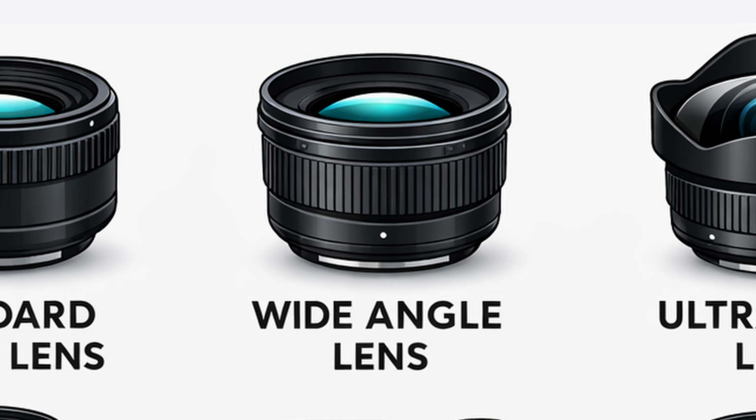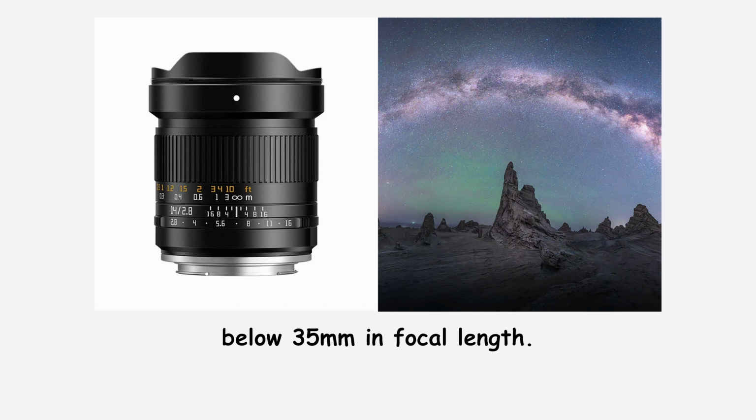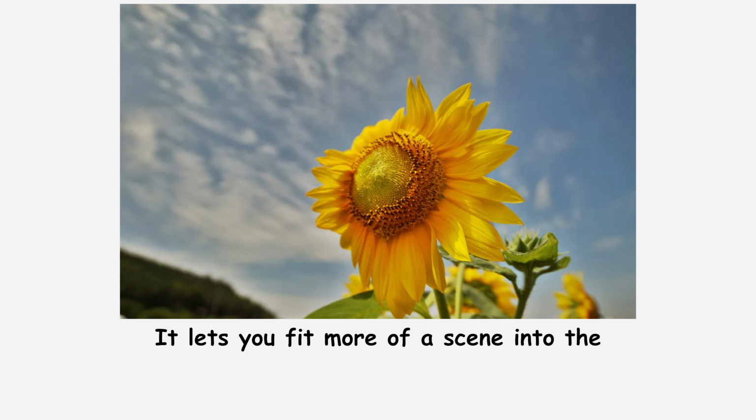Wide-angle lens. A wide-angle lens captures a broader field of view than a standard lens, typically falling below 35mm in focal length. It lets you fit more of a scene into the frame without stepping further back, which makes it practical in tight spaces and useful when the environment itself is part of the story.